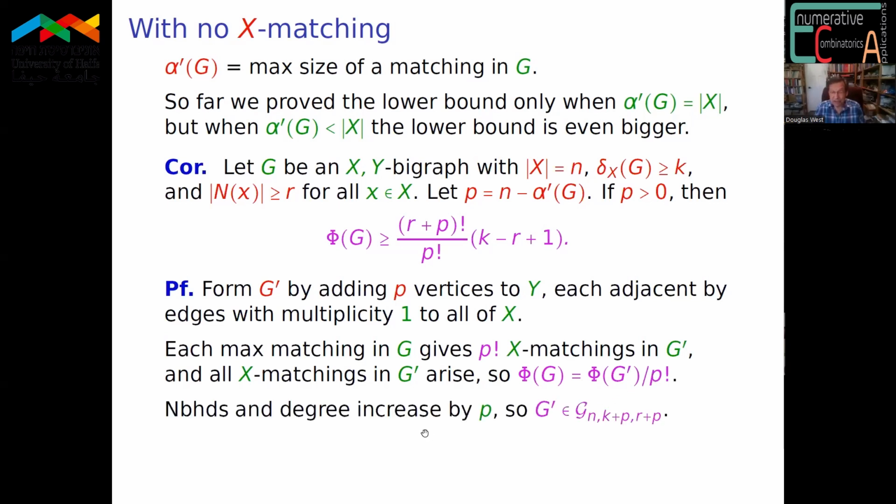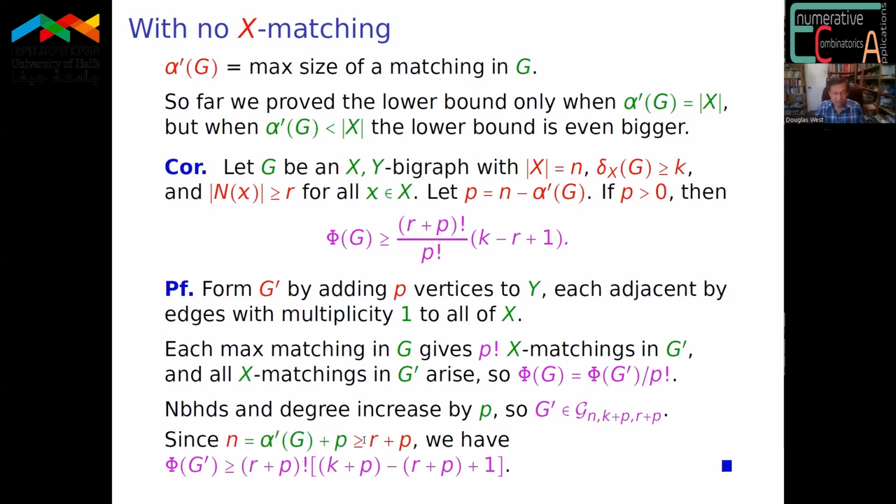Well, we can apply our theorem to G prime, because for every vertex of X, we've increased the neighborhood by P vertices, we've increased the degree by P edges. So that means G prime is in this family we were talking about with parameters n for the size of X, K plus P for the degree, and R plus P for the number of neighbors.